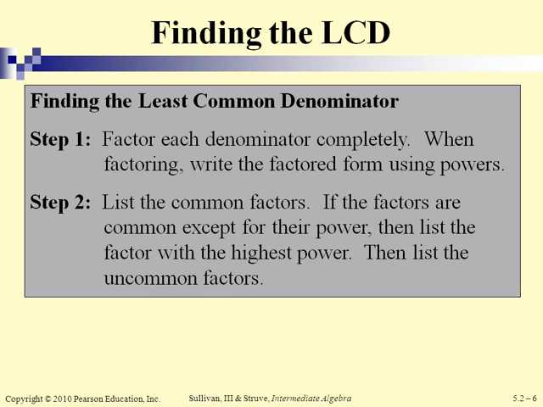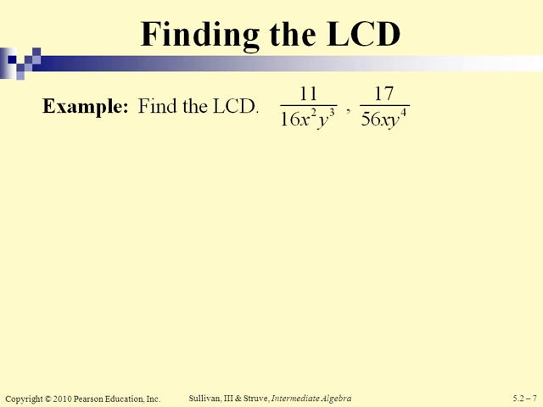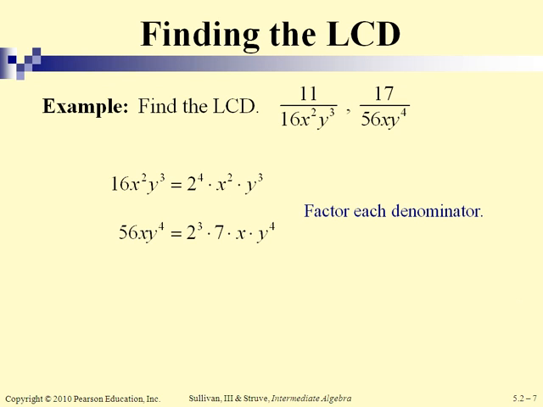Okay, how do you find the LCD? You factor 16. What is 16? 2 to the power 4. What is 56? It's 7 times 8, right? So you factor them. 2 to the power 4 times x squared times y cubed. How about here? 2 cubed times 7 times x times y to the power 4. Is this hard for you guys? No, right? All right, now what is the LCD? You tell me.